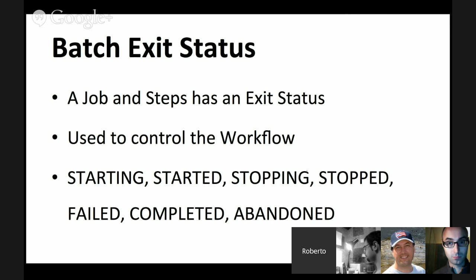Just to end most of the stuff, the batch has an exit status. These are used to control the workflow, and the statuses that we have are starting, started, stopping, and so on, the ones that you have here. This actually controls what's been happening with the job execution. When you're starting, of course, the status is starting. If the job runs successfully, it's going to have a completed exit status. Then you can query the job execution, as I showed you before, check all these statuses and see what's going on. You can also use them to control a bit of your workflow execution.